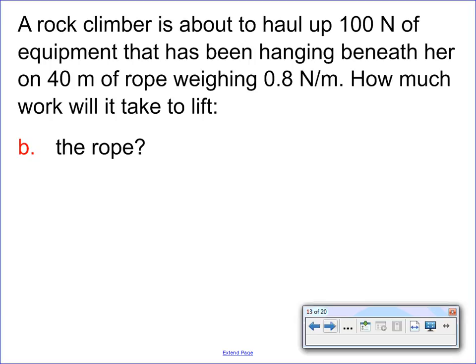Yes? No? I'm getting yeses and I'm getting no's. Why are you thinking no, Kobe? Because if you're pulling the rope, you only have to pull however much is hanging underneath.